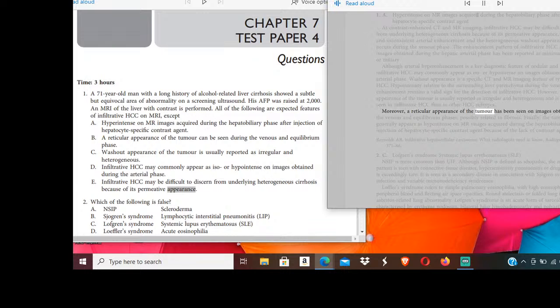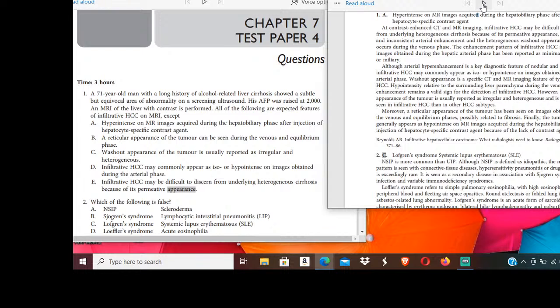Moreover, a reticular appearance of the tumor has been seen on images obtained during the venous and equilibrium phases, possibly related to fibrosis. Finally, the tumor generally appears as hypointense on MR images acquired during the hepatobiliary phase, after injection of hepatocyte-specific contrast agent, because of the lack of contrast agent uptake. Reynolds AR, Infiltrative hepatocellular carcinoma: what radiologists need to know. Radiographics. 2015, 35, 371-86. 2c.